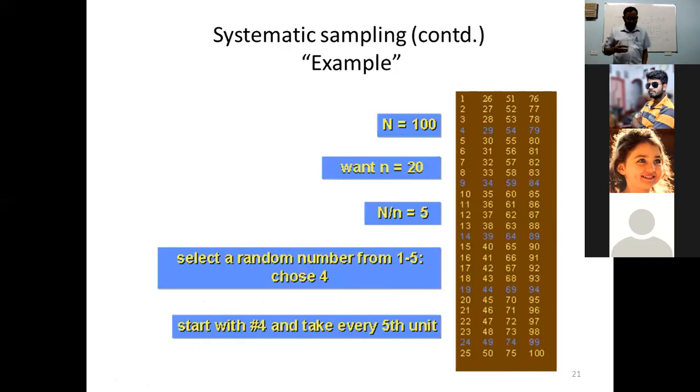You have 1 to 100 number. Capital N is 100. Small n is 20. 100 divided by 20, K is 5. Every fifth member will be selected as the sample. So what is my first sample? Number 1, sir.